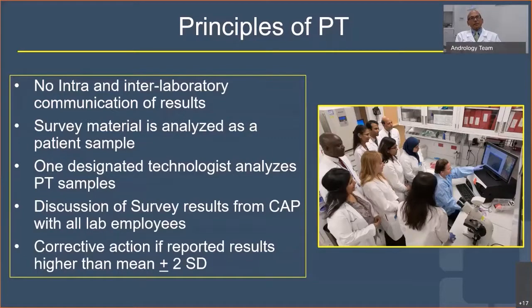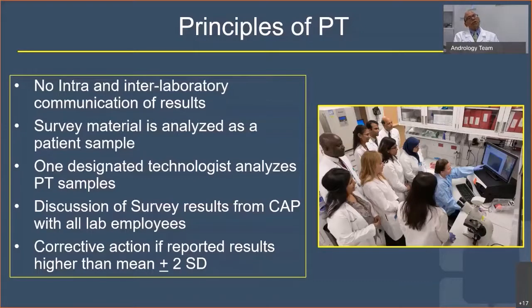patient sample. And in our andrology setting, we designate one technologist who analyzes all the analytes or all the survey material obtained from the proficiency testing agency. The results cannot be discussed with the other lab personnel before the material is sent to the testing agency. And once the results are obtained, these results are discussed among the lab employees, and if a corrective action is required, then that is implemented.